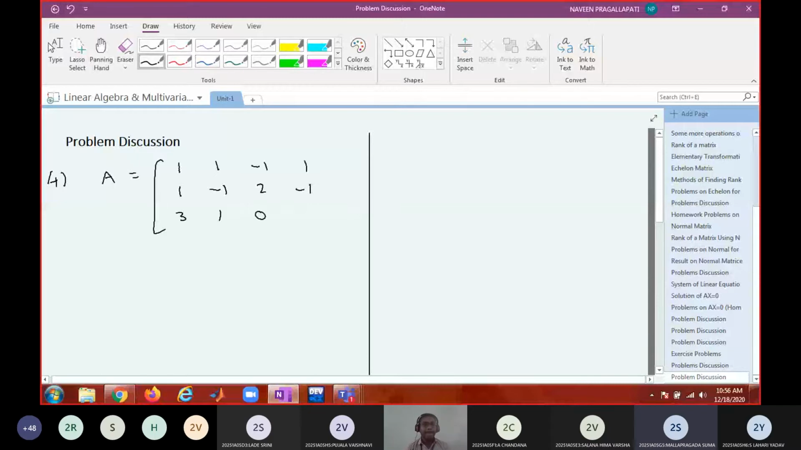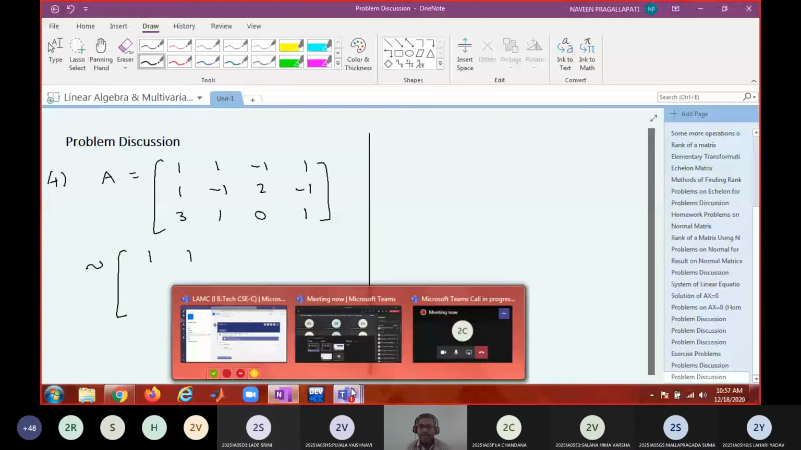Do you understand? Yes. So after reducing it to echelon form, what is this? 1, 1, minus 1. 1. Please mute. In somebody's home, there is a background disturbance.